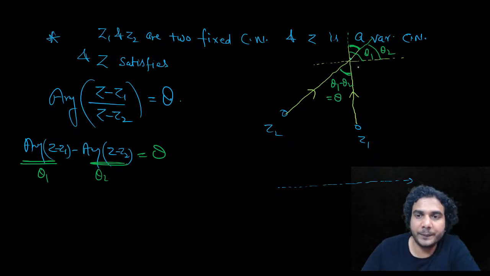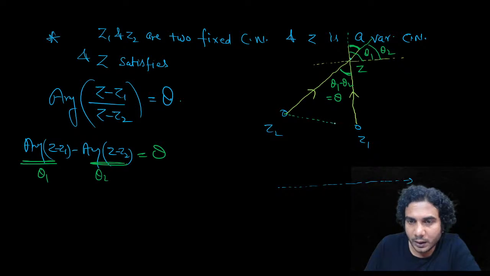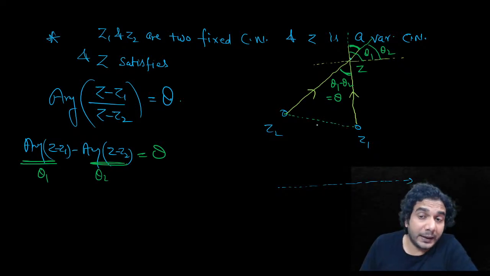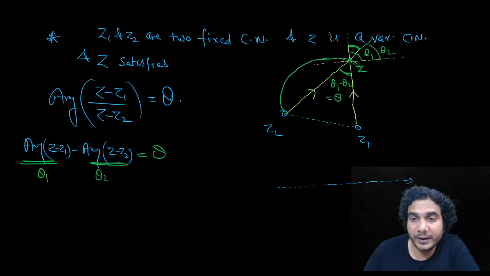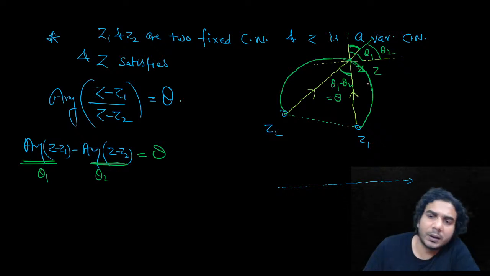That means theta, okay? So you can say the line joining Z1 and Z2 is subtending an angle of theta on Z, all right? And Z is constant in this case, so Z will move on the arc. I won't say major or minor because that will depend on the angle theta. So Z will lie on the arc passing through Z1 and Z2, okay? Whether it is major or minor, that will depend on theta.